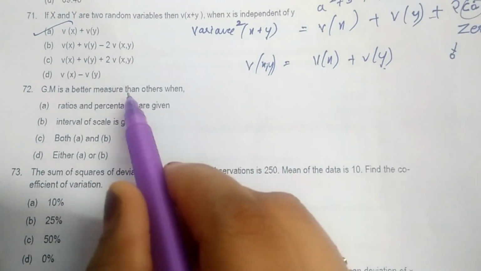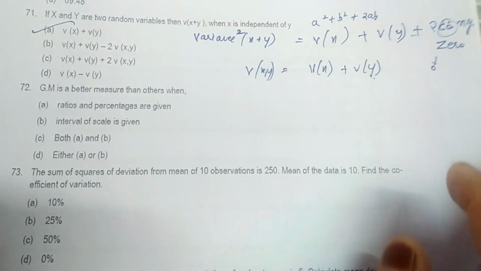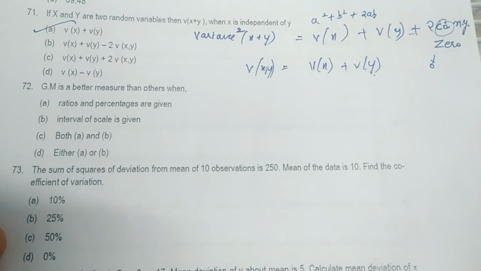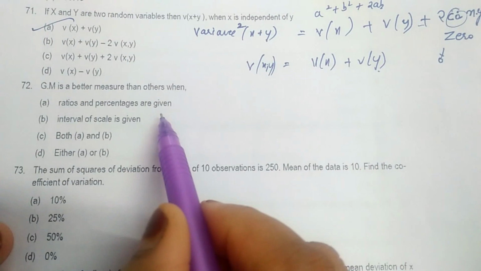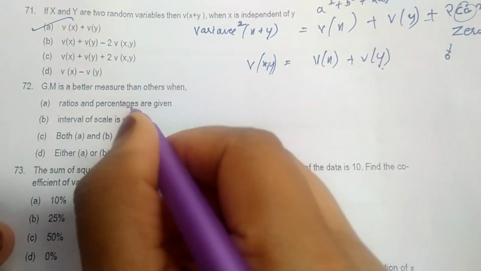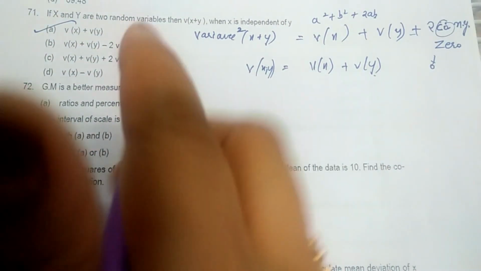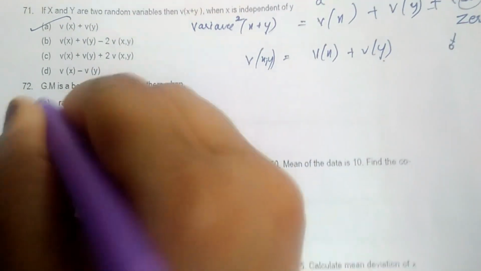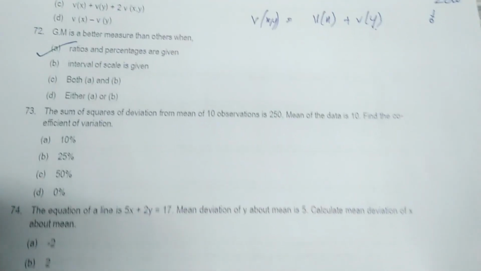Okay, let's see the next problem. GM is a better measure than others when? It's simple. GM is basically known for ratios and percentages. When that is given, it is a better option to go for GM rather than AM or HM. So A is the answer.